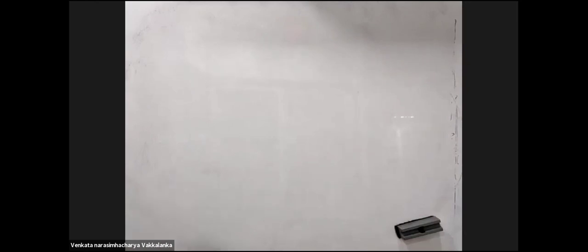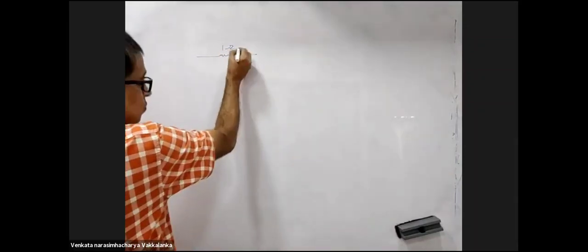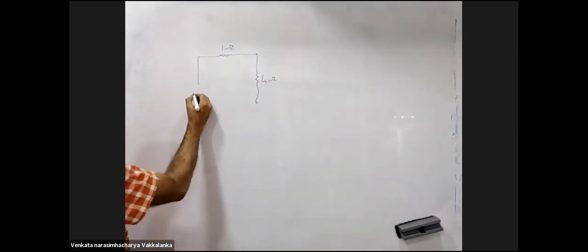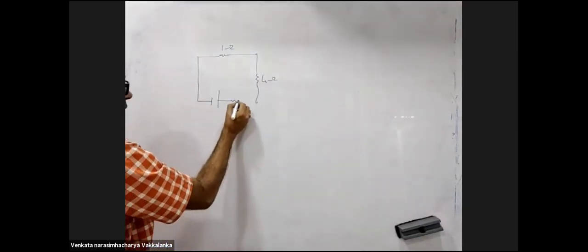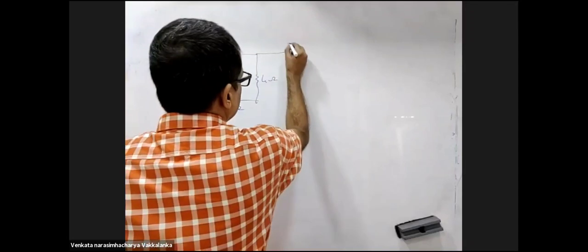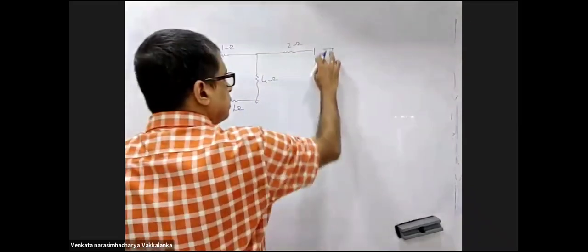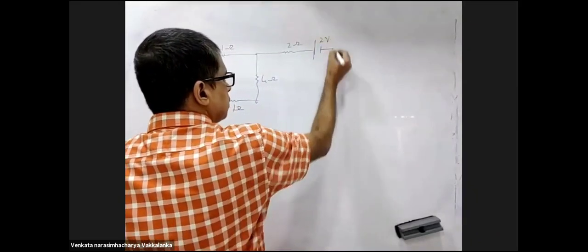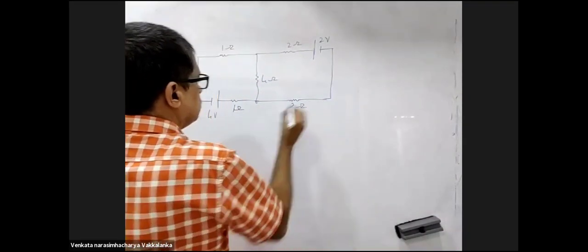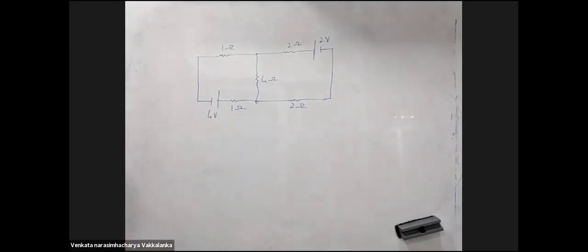I'll take another example here. Just for a change, same numbers, it doesn't make sense. 4 ohms, 4 volts, 1 ohm, 2 ohms, and 2 ohms. This is 2 ohms. Right?